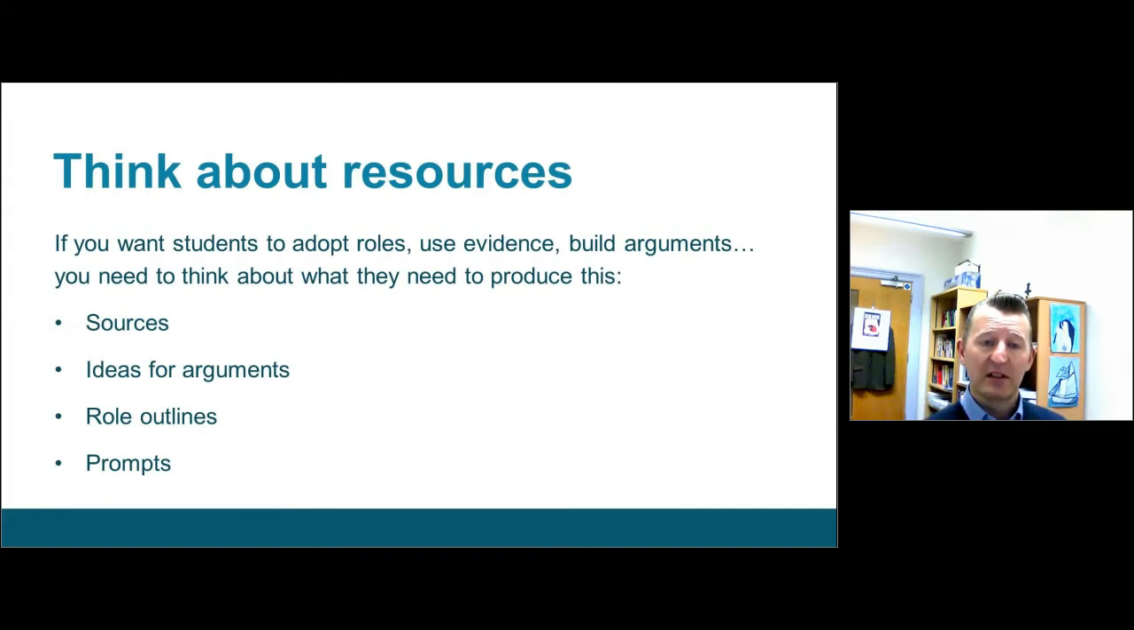The other thing you need to think about in these preparatory stages is what kind of evidence or what kind of guidance you're going to give them. So you need to think about the selection of sources, and how you're going to give them ideas for arguments. You could give them possible arguments, you could give them sentence starters, you could give them examples of arguments used historically that they could draw on. You need to think about how much information you're going to give them about the roles they're adopting, and you need to think about prompts. So you might give them questions, for example, and the answer to their questions will be the beginning of their speeches.